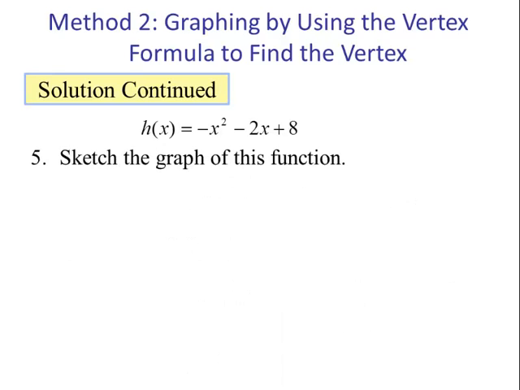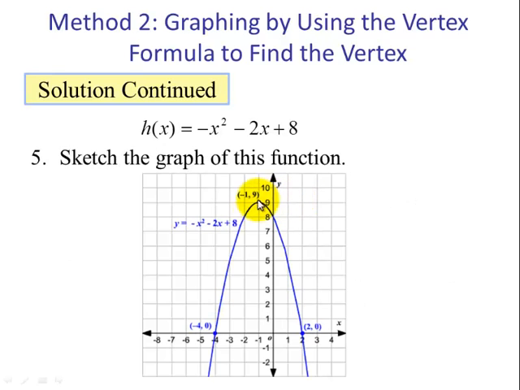Number 5, to sketch this function, I plot the vertex, the y-intercept, and both x-intercepts. And then finally, the axis of symmetry.